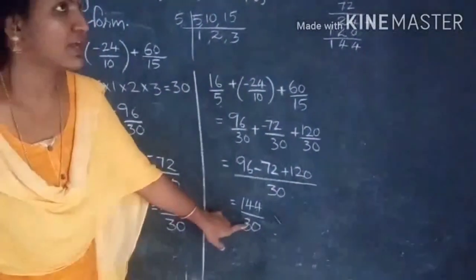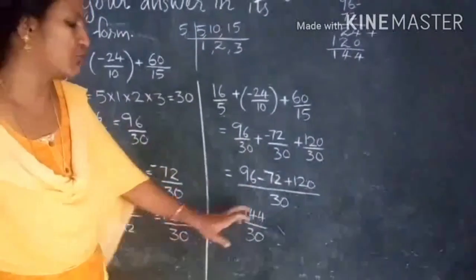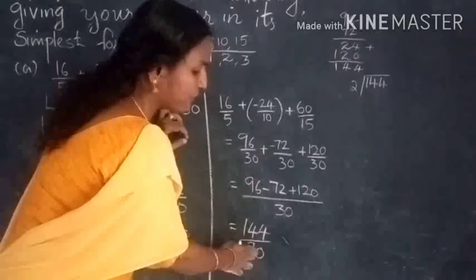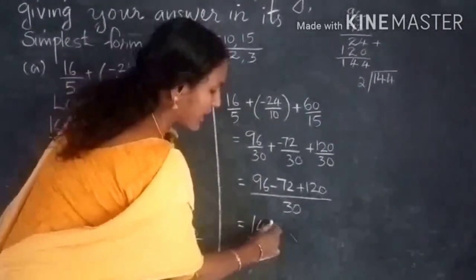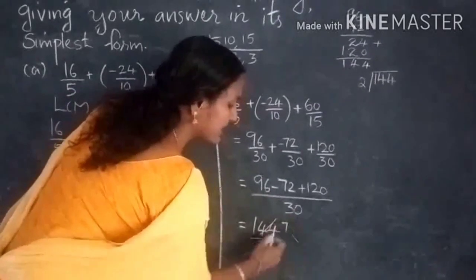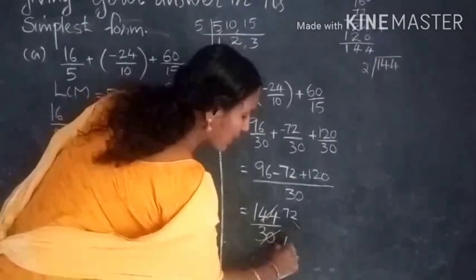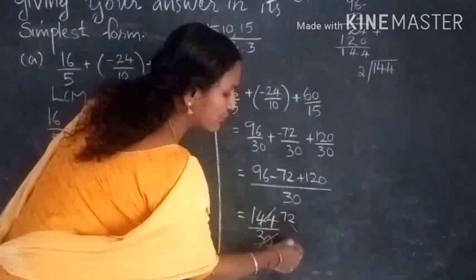Simplest form means you have to cancel the common factors from the numerator and denominator. Here 2 is common for both the numerator and denominator. So cancel it by 2. How many 2s are in 144? 7 2s are 14. 2 2s are 4. How many 2s are in 30? 1 2s are 2. Then 10. 5 2s are 10. 72 by 15.